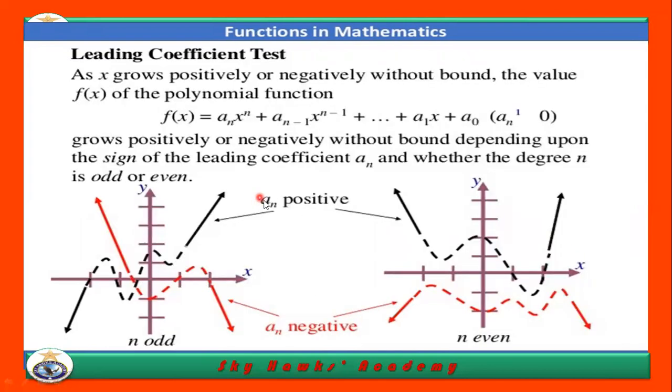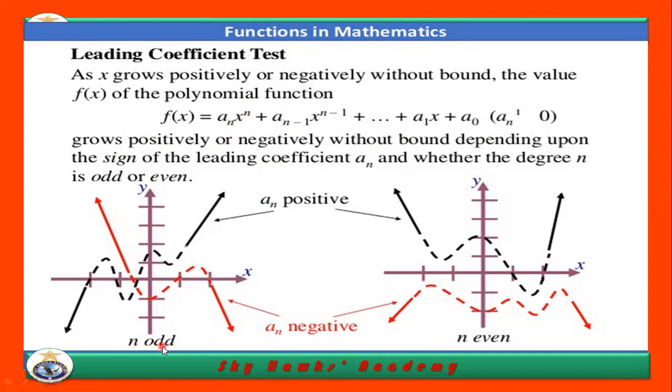Now we will talk about the leading coefficient. Leading coefficient test: as x grows positively or negatively without bound, the value of the polynomial function grows positively or negatively without bound depending upon the sign of the leading coefficient an, the coefficient of the highest degree, and whether the degree n is odd or even. So we will have to look at this.